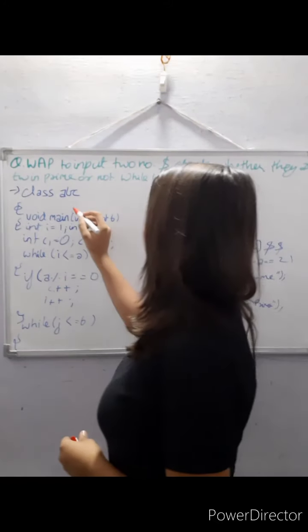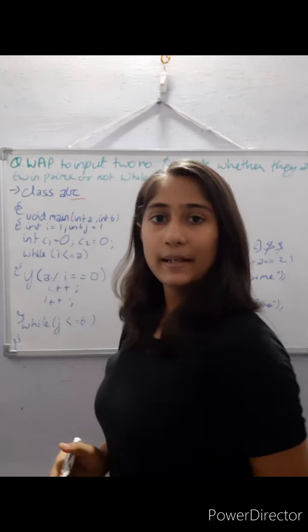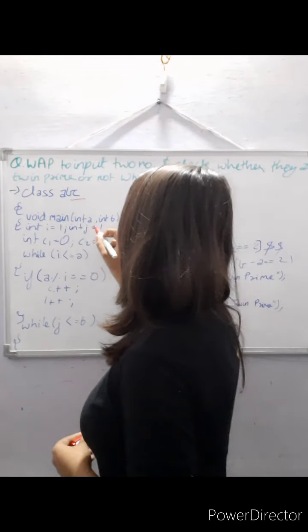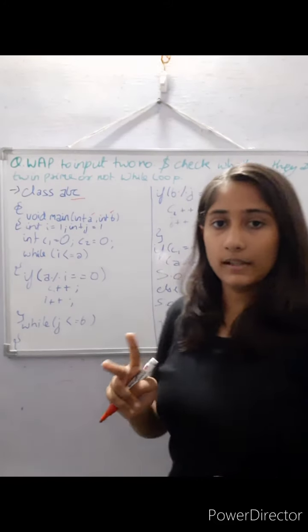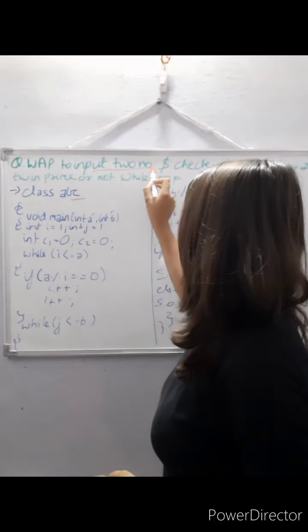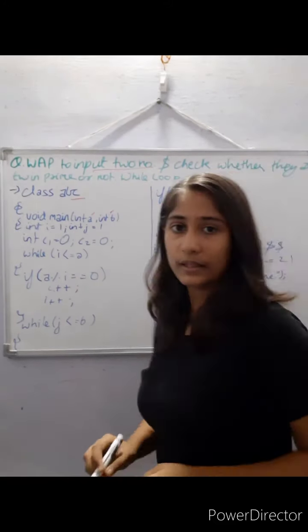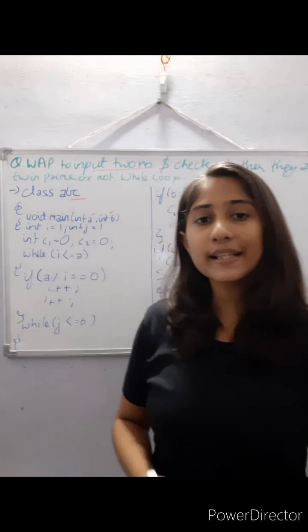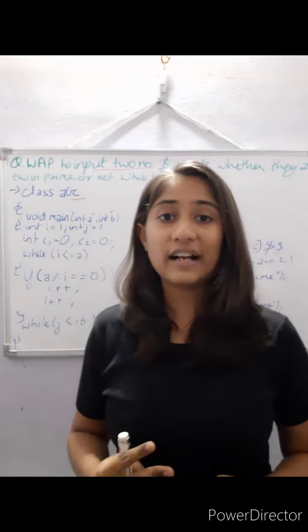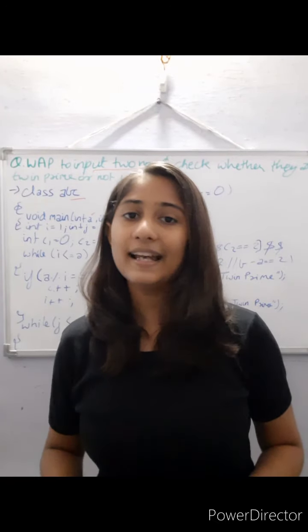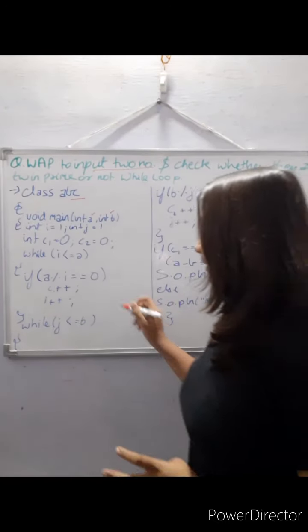So we can take any class name, for example, I've taken the class name ABC. Then in void main, we are going to take two integers, integer A and integer B, just because we have to take two numbers as the question says. Now integer I is equal to 1 and integer J is equal to 1. Over here you can see that we have initialized two integers just because we have to run the while loop for both the integers separately. That's why we have initialized two over here.